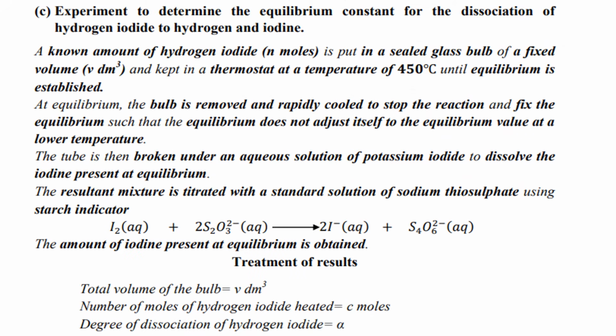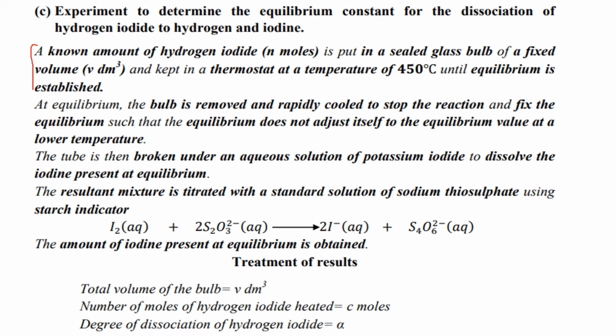In the next experiment, we are going to be looking at an experiment to determine the equilibrium constant, and this is going to be for the dissociation. Take note of the word dissociation of hydrogen iodide, and when you dissociate hydrogen iodide, we always form the components, which is hydrogen and iodine. So let's look at the experiment.